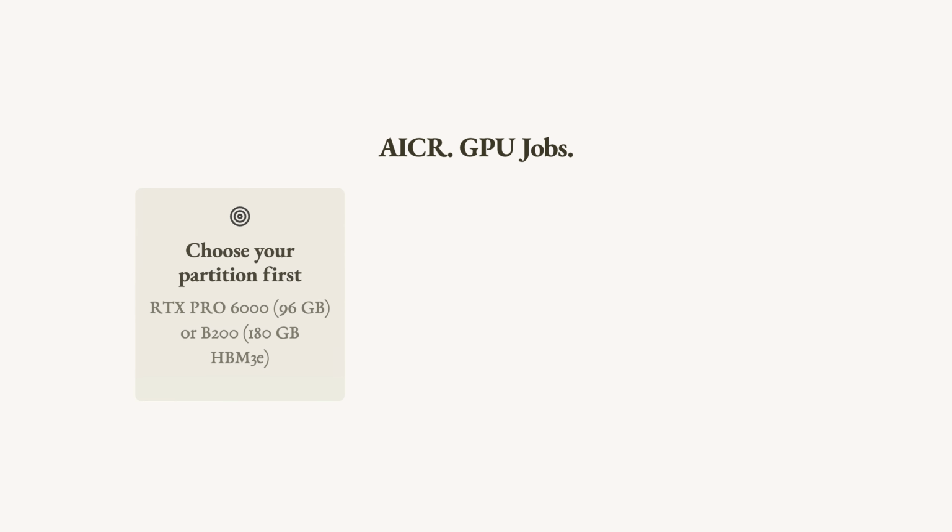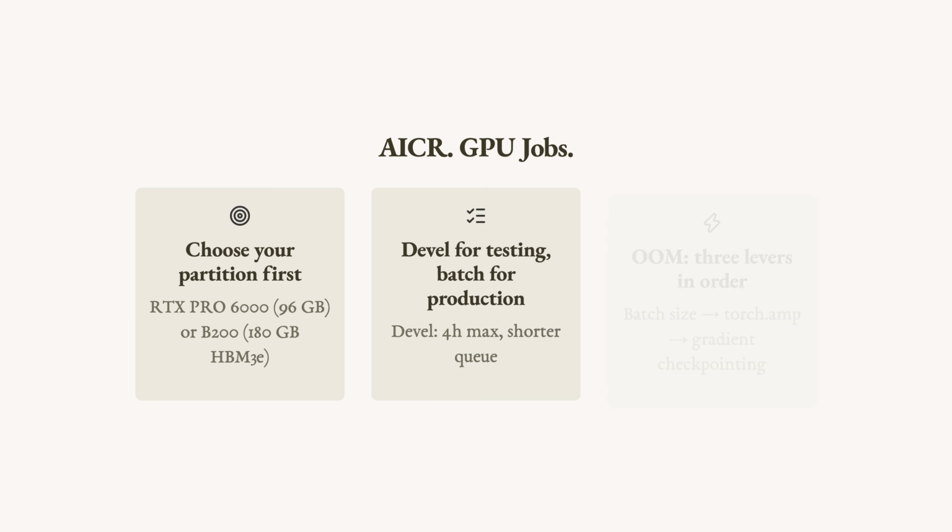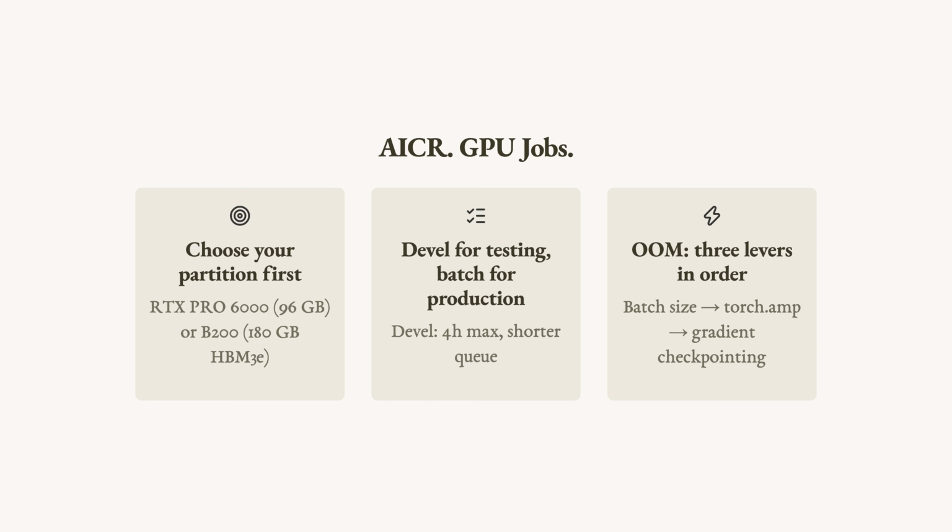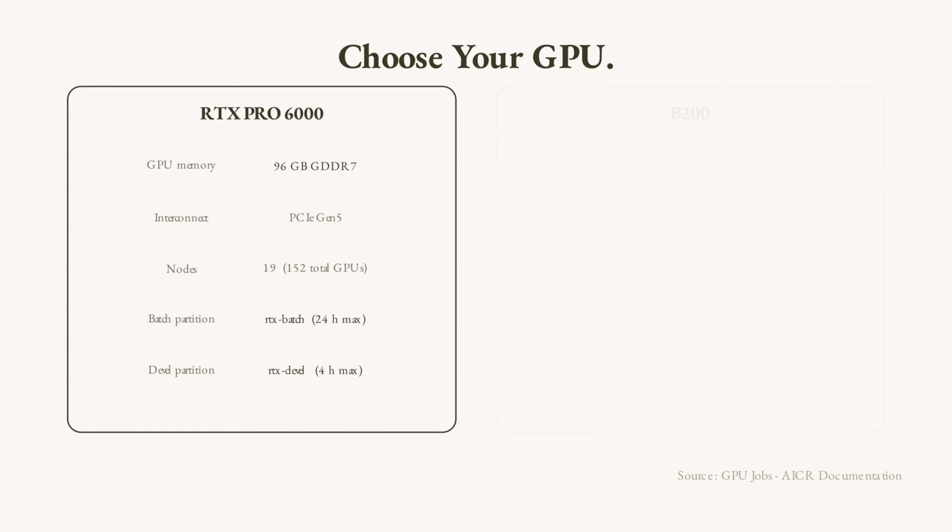This video covers how to choose a GPU partition, how to write and submit a single GPU job, how to write and submit a multi-GPU job, how to verify GPU access inside a running job, and what to do when you hit out-of-memory errors. The partition choice comes first. It determines which GPU you get, and different GPUs have different memory capacities. Partition choice determines GPU type.